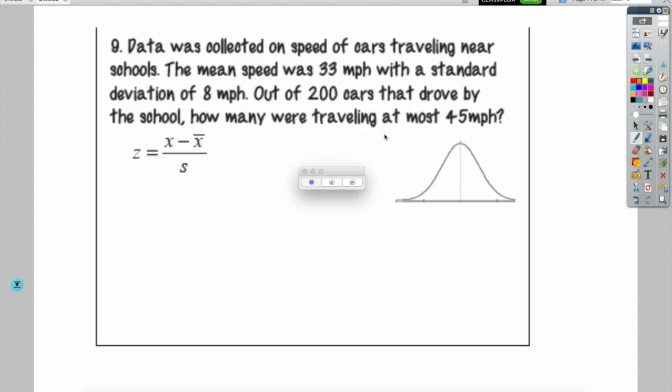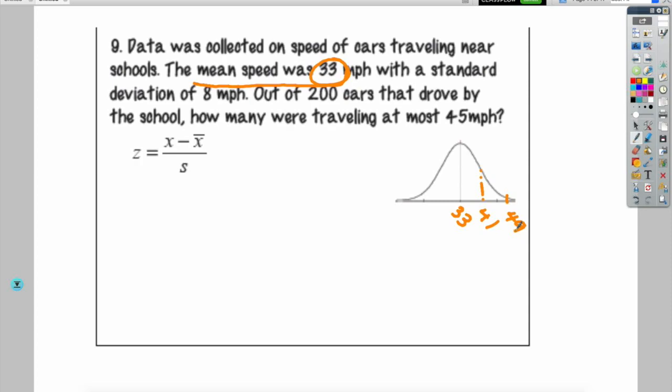Okay. So data was collected on speed of cars traveling near schools. The mean speed was 33 miles per hour with a standard deviation of 8 miles per hour. Out of 200 cars that drove by the school, how many were traveling at most 33 miles per hour? So let's take a look at the information that we know. We know the mean speed is 33, which means that it's going to be smack dab in the middle of our normal distribution curve. And the standard deviation is 8 miles per hour. Now, if we add 8 to 33, what do we get? So we get 41. Add 8 to 41. 49. And we can keep going from there.